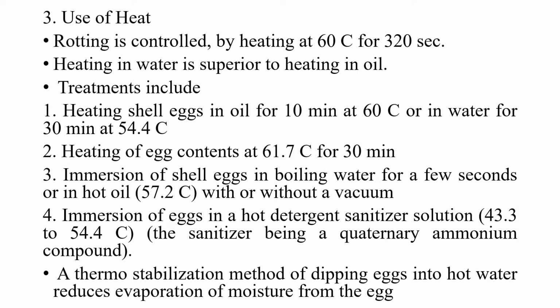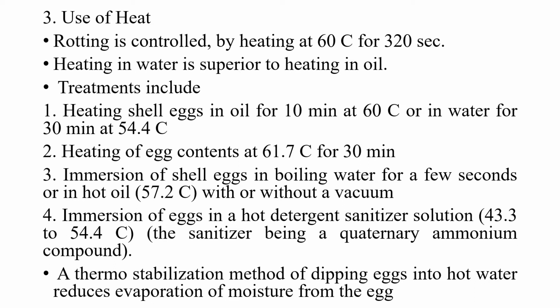Secondly, heating of egg contents at 61.7 degrees Celsius for 30 minutes. The third one is the immersion of the eggshells in boiling water for a few seconds, or in hot oil at 57.2 degrees Celsius with or without vacuum. Fourth one, the immersion of egg in a hot detergent sanitizer solution at 43.3 to 54.4 degrees Celsius, and the sanitizer used is a quaternary ammonium compound.